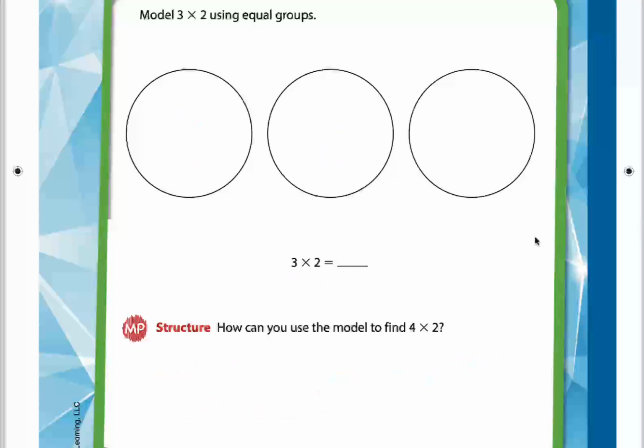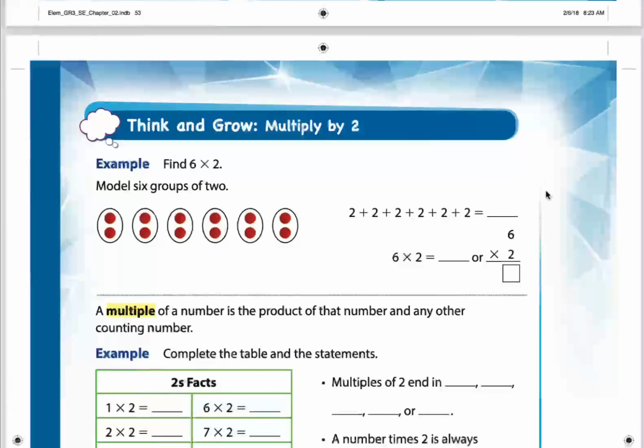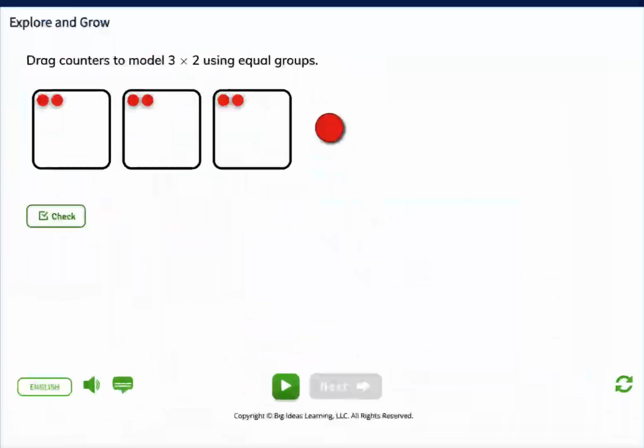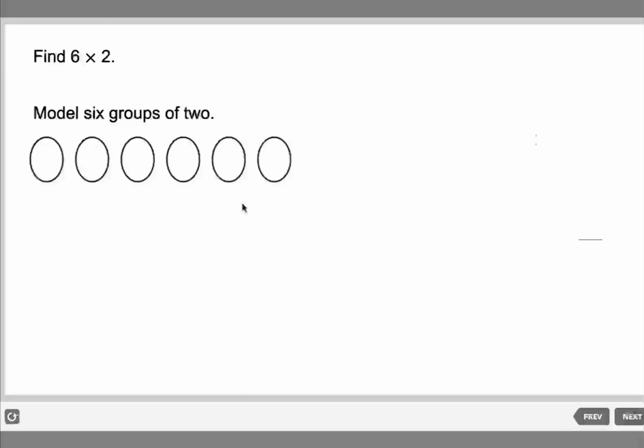Okay, my heroes, and in the next page, we have this example. Let's use this page. We need to find 6 times 2. So, we can make a model of 6 groups of 2. So, these are 6 groups, and the size of each group is 2.